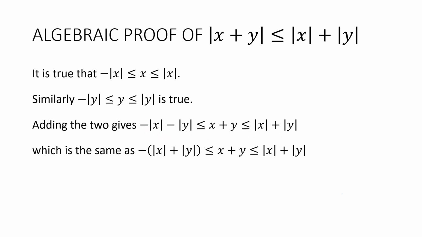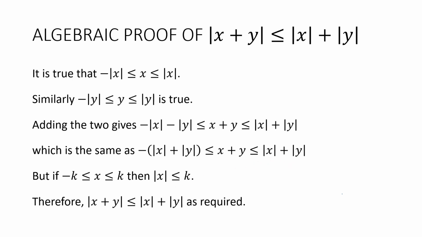Factorizing here, we have negative and then brackets absolute value of X plus absolute value of Y. Everything else is the same. Now I'm going to use this. Do you recall that if we write absolute value of X is less than or equal to K, this really means X lies between negative K and positive K? That's what we have here. Do you see? So we can rewrite this as absolute value of X plus Y is less than or equal to absolute value of X plus absolute value of Y.